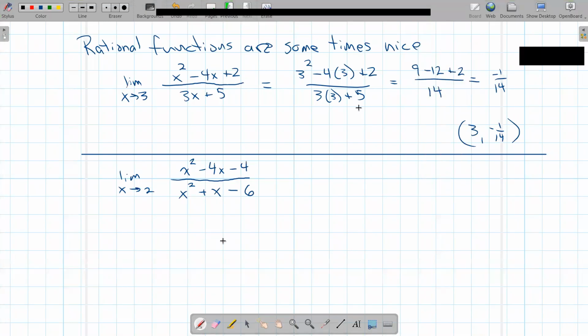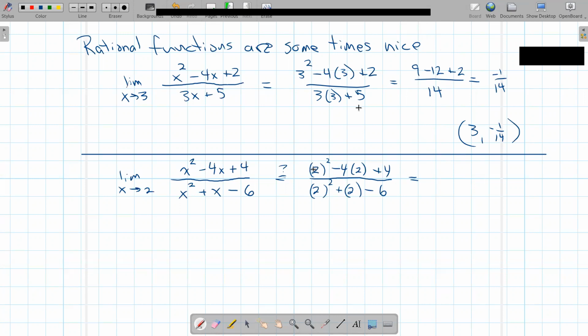So, a not nice rational function. If we cheat and plug in 2 here and hope this is going to work out nicely, we're going to get 2 squared minus 4 times 2 minus 4, divided by 2 squared plus 2 minus 6. And in the numerator, what do we have? 4. Oops, I meant this to be a plus 4 there. Plus 4 there. There we go.